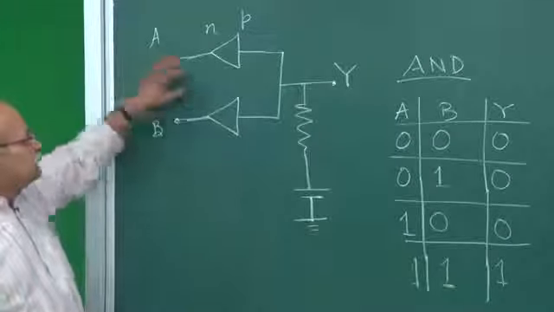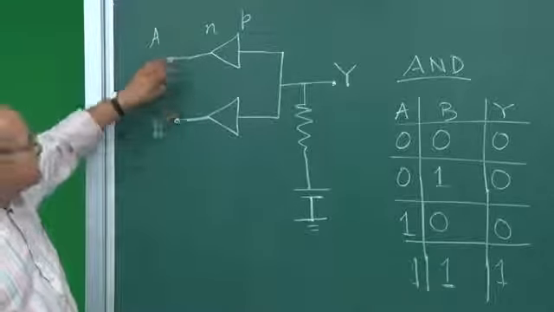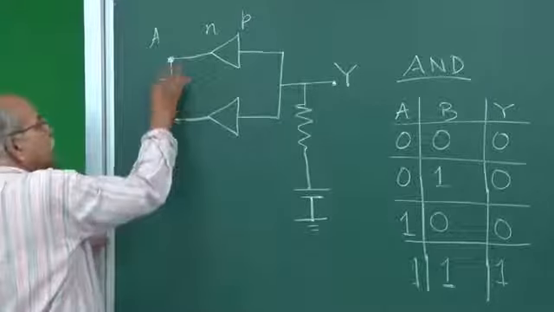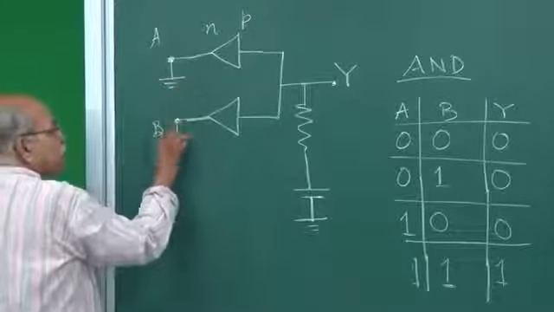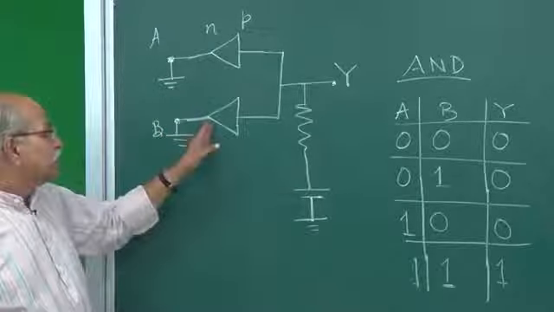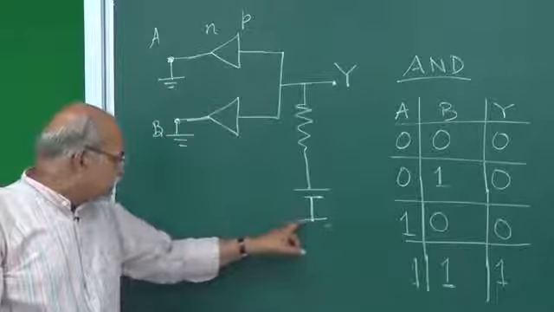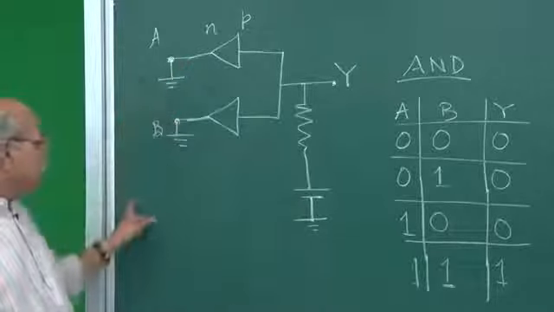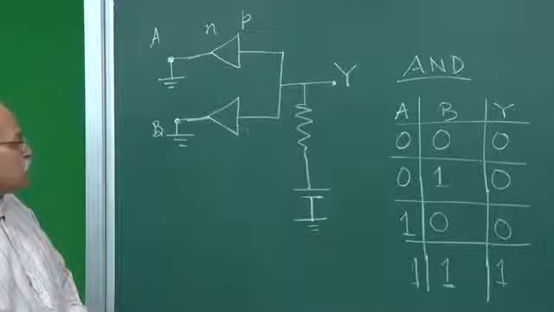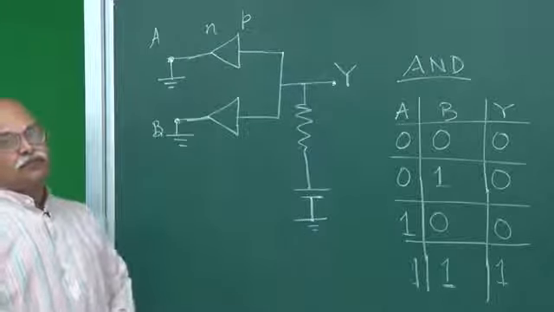So what happens if this A is 0 and this B is 0? That means this is given 0 volts, this is given 0 volts. I am connecting this to the ground, I am connecting this to the ground. Remember this kind of symbol? It means that this is connected to this line here, and this is also connected to that same line here. So in this case, both the diodes are forward biased.